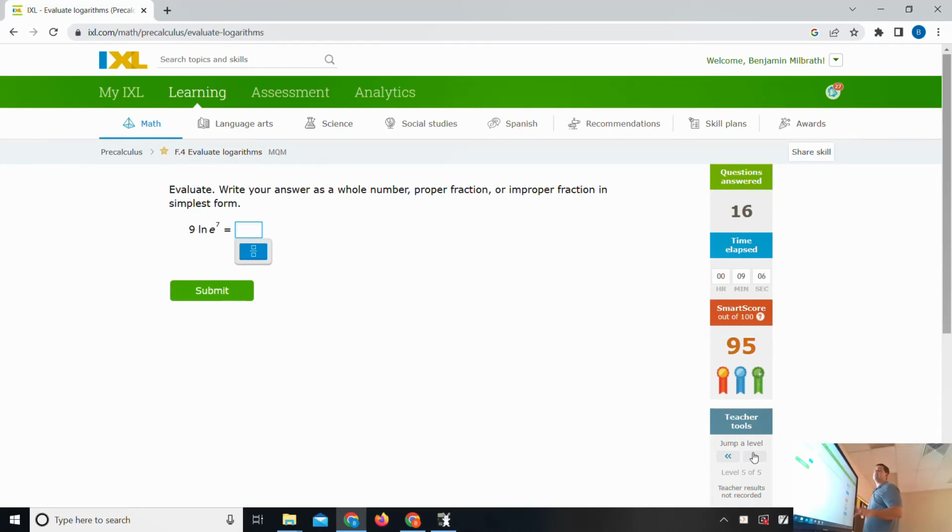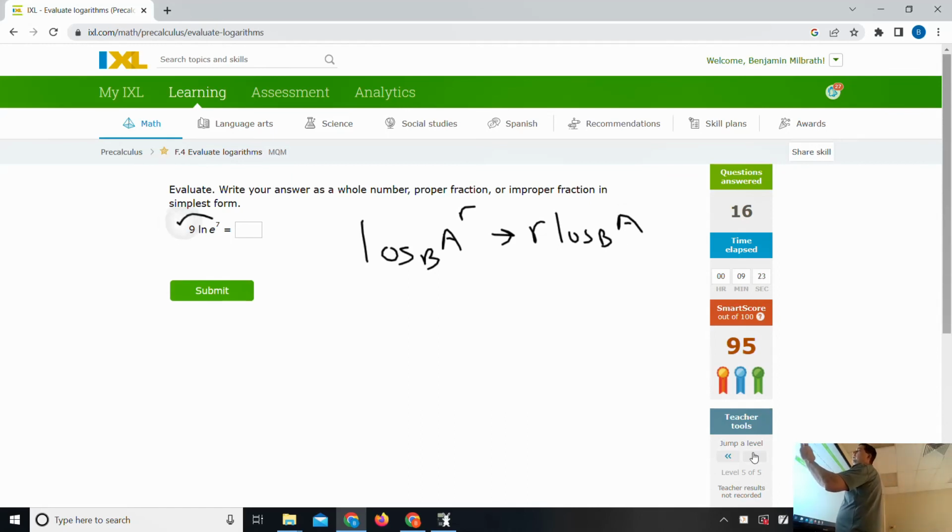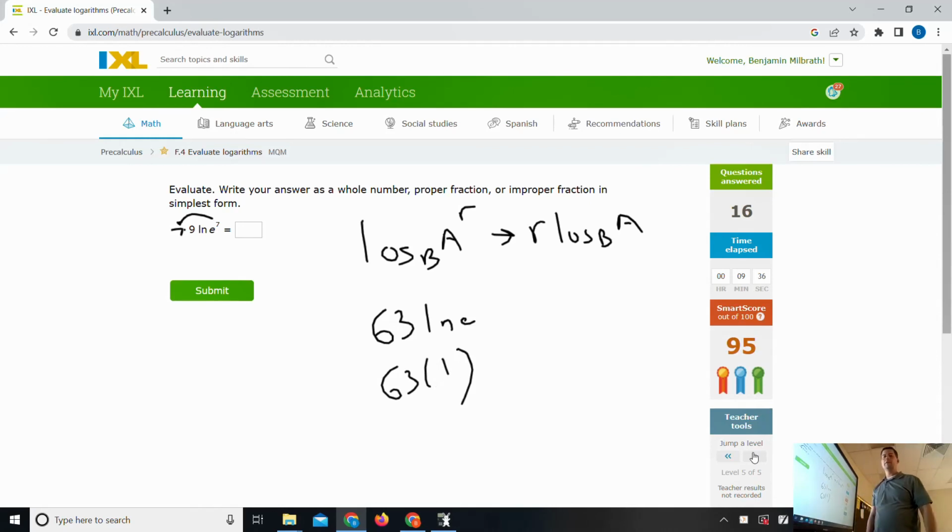But I did mention something earlier that's going to matter here. Earlier I mentioned that a logarithm base b of a to the r is r times log base b of a. So what that's saying is I can take the 7, change it from an exponent to a factor. So 7 times 9 is 63 ln e, and ln e is always 1. I don't care who you are. I don't care what you think. Natural log e, be 1, 63.